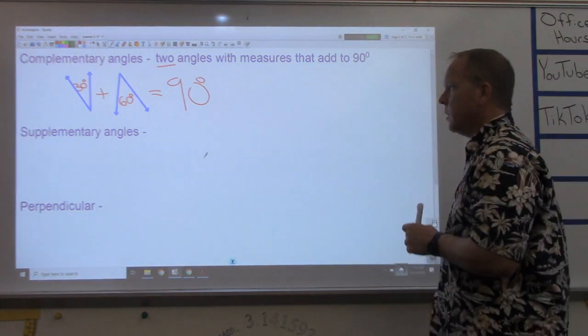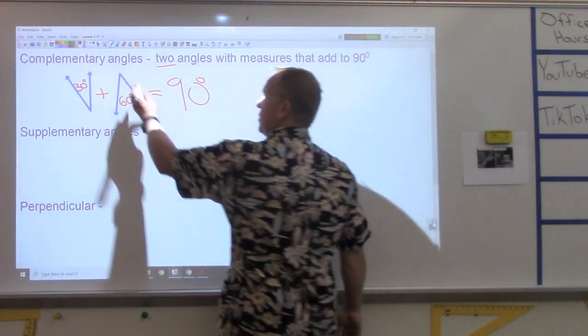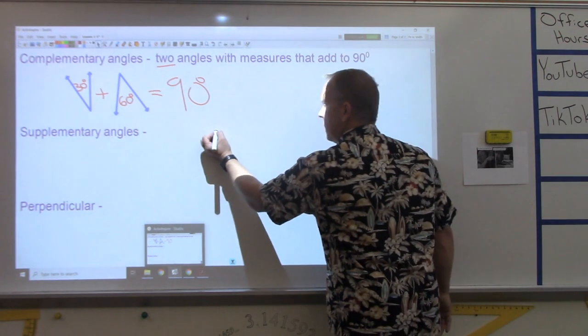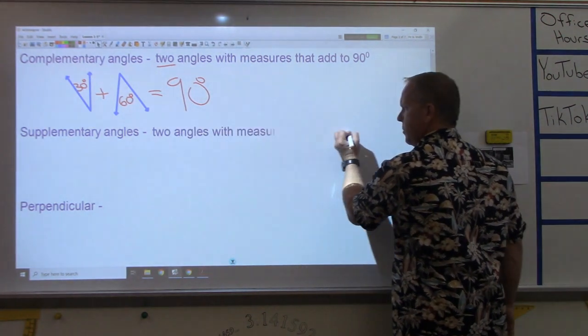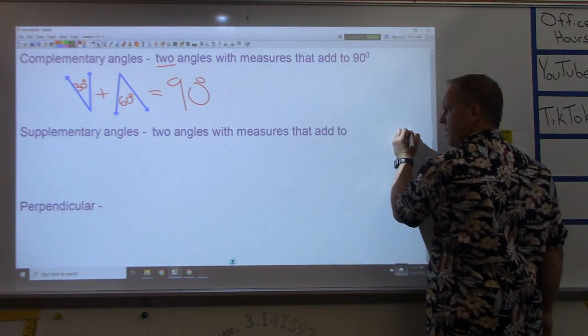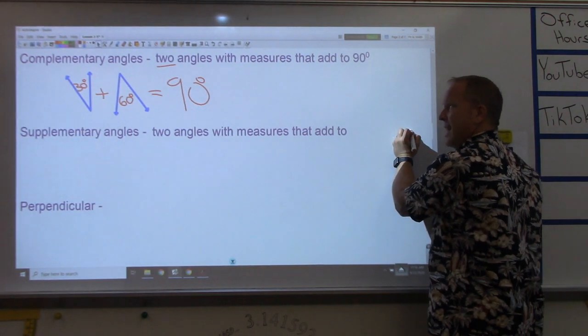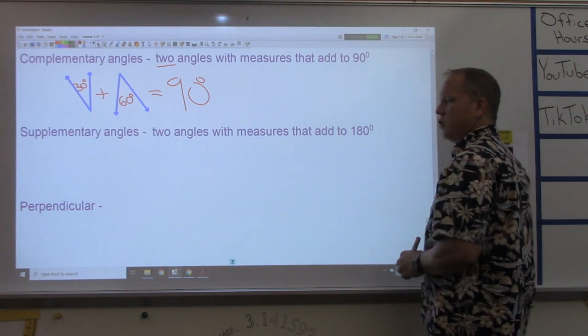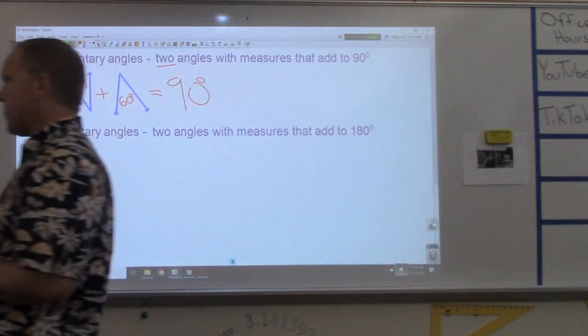Supplementary angles. Now the definition for supplementary is almost exactly the same as complementary. Matter of fact, it's the same all the way up until here. Complementary angles add to 90 degrees. Supplementary angles add to 180 degrees.